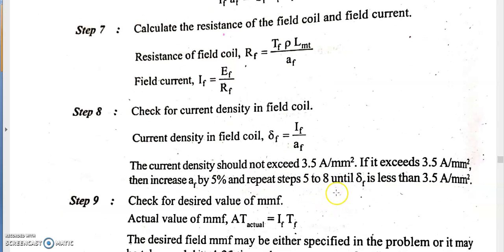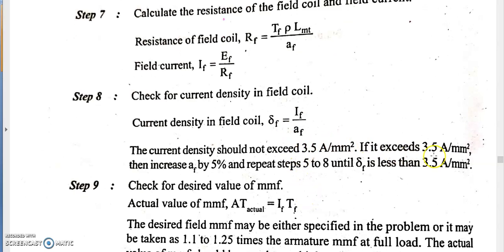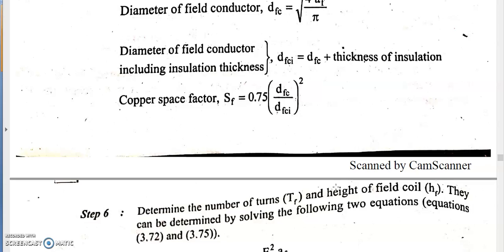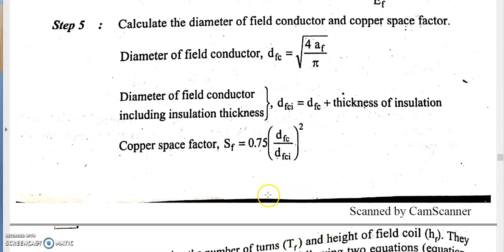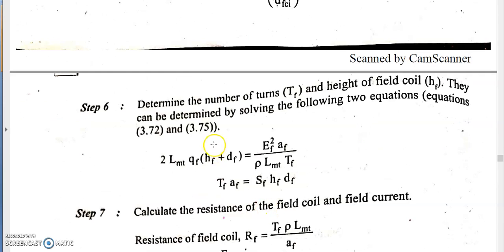The range is given, so that range should not be exceeded. Suppose the current density exceeds this particular value of 3.5 ampere per mm square, then we have to repeat the steps by increasing the area of cross section AF by 5%. The area of cross section is calculated in step 5, so this area of cross section is substituted only in step 5. So here we increase the area of cross section by 5%, and then repeat the steps to calculate this SF.